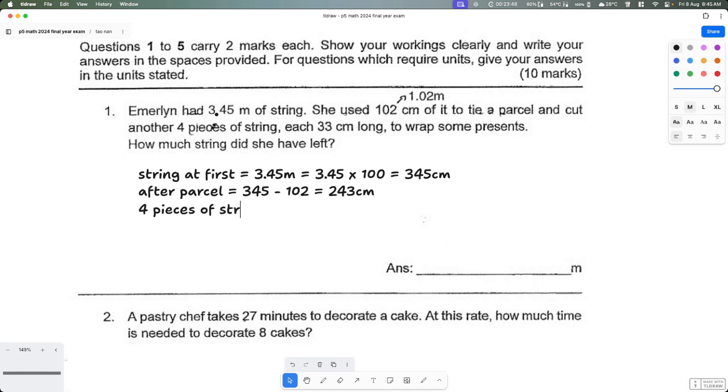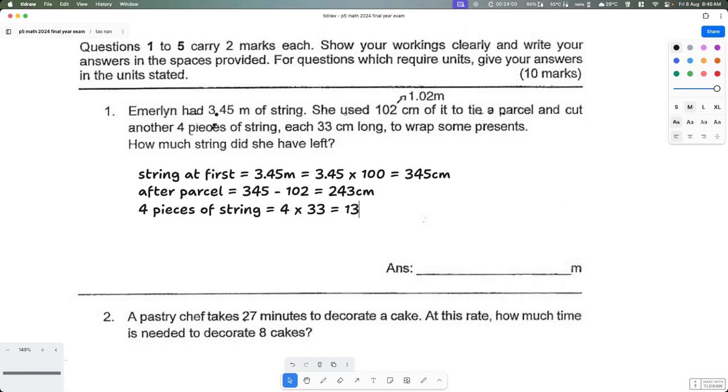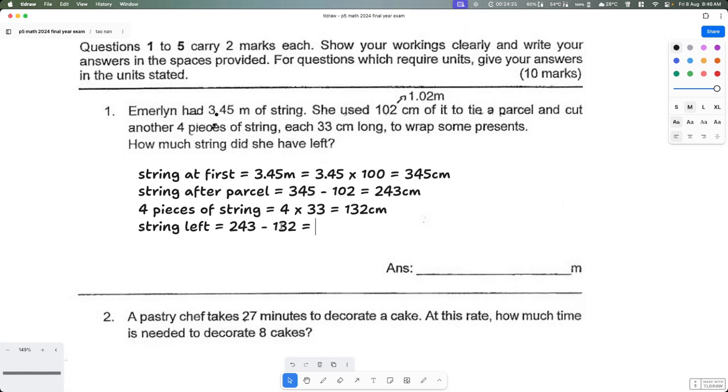So 4 pieces of string is equal to 4 times 33 centimeters, which is 4 multiplied by 33. This is 132 centimeters. So what is string left? The string after the parcel, so string left is equal to 243 minus 132. This will be 111 centimeters.